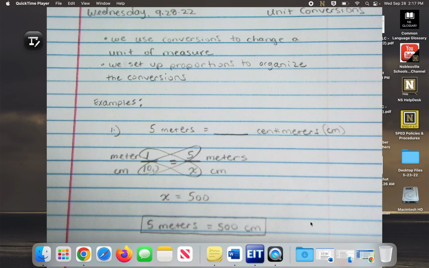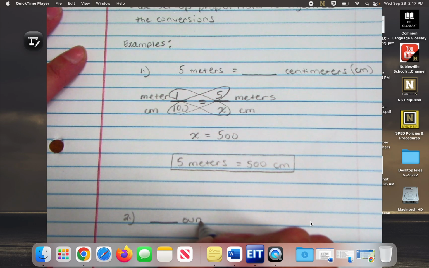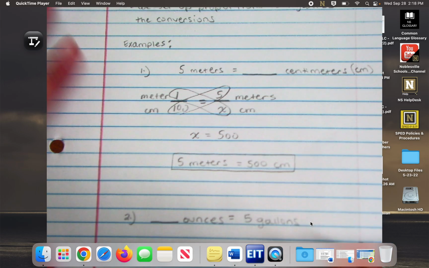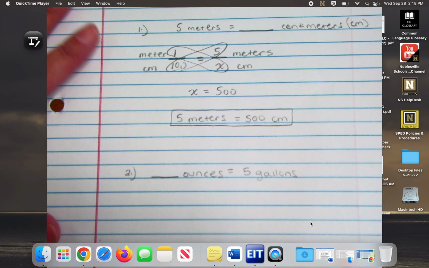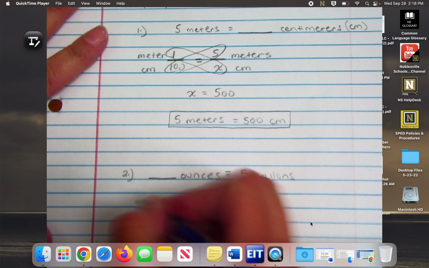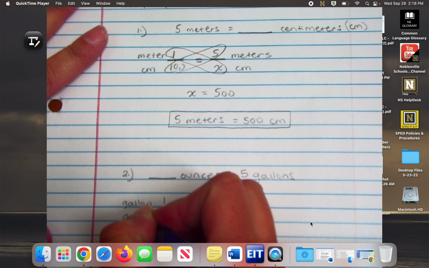Alright, go ahead. Okay. Example 2. How many ounces are in 5 gallons? And again, I'll give you a base conversion. 1 gallon equals 128 ounces.